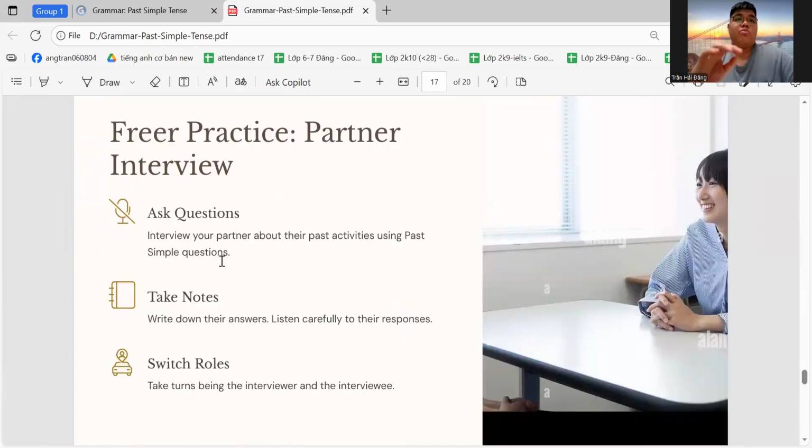So you will ask some questions with your partner. I will put you into the breakout rooms and you will take notes of your partner's answers on your paper or your note. So where will you take notes? Yeah, and you will switch roles with your partner.